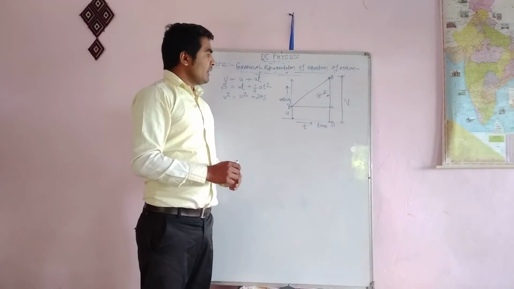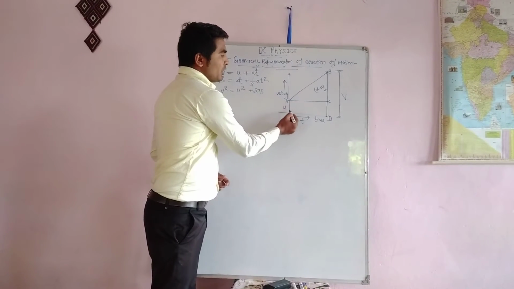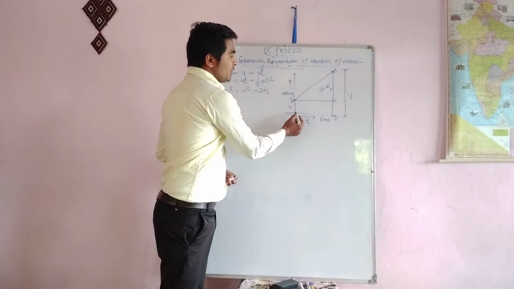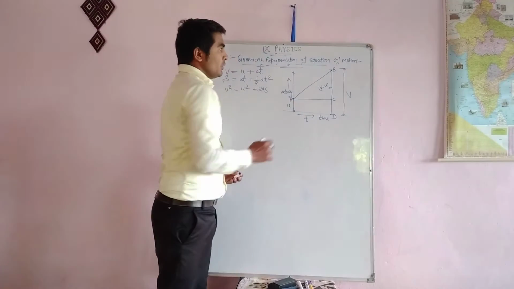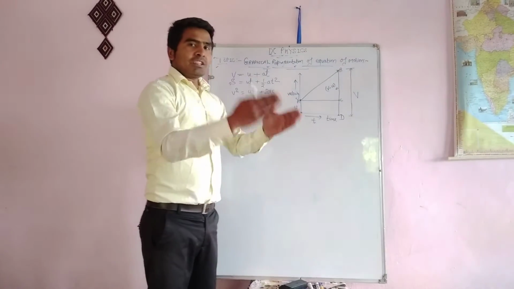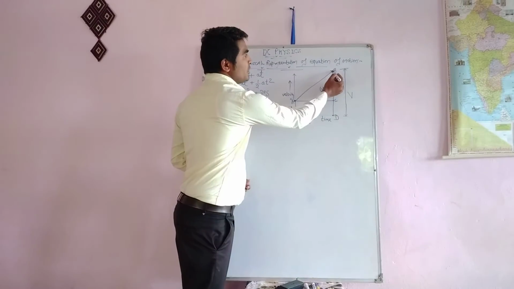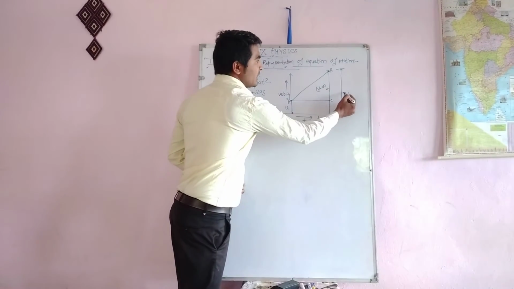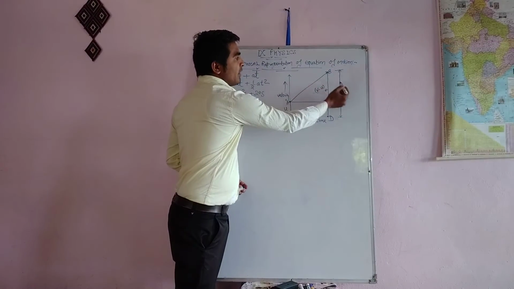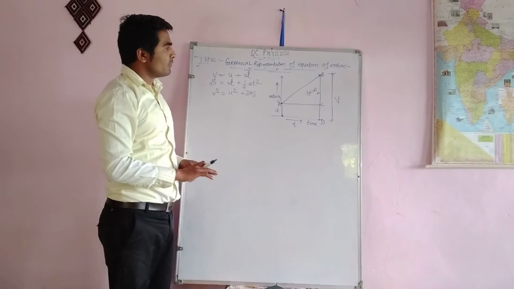An object travels initially with velocity u. The object is at position A with initial velocity u, and moves along a straight path with uniform acceleration. At position B, the final velocity of the object is v. We can derive all these equations with the help of this graph.